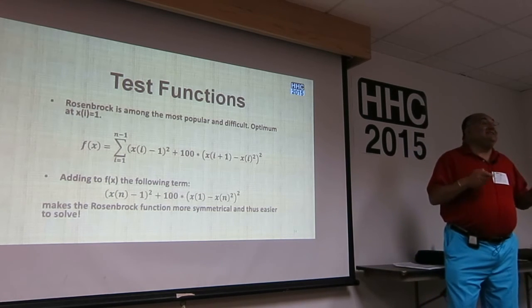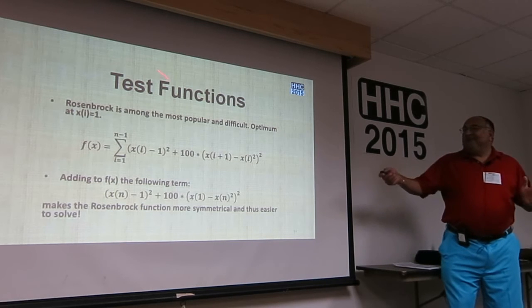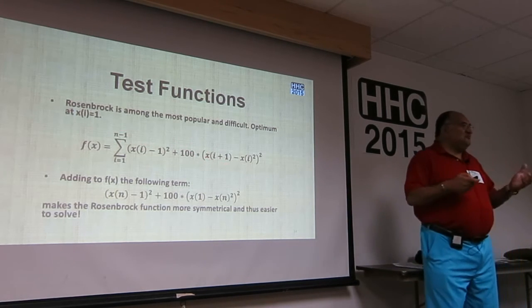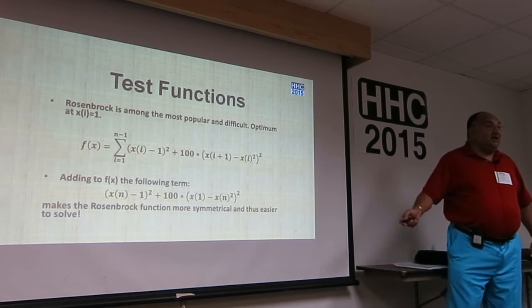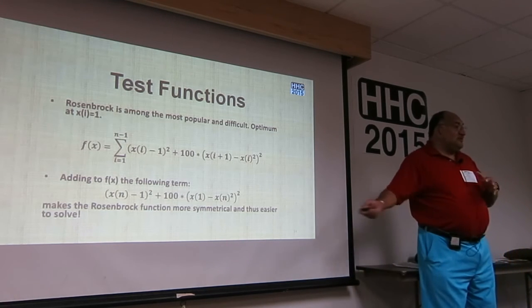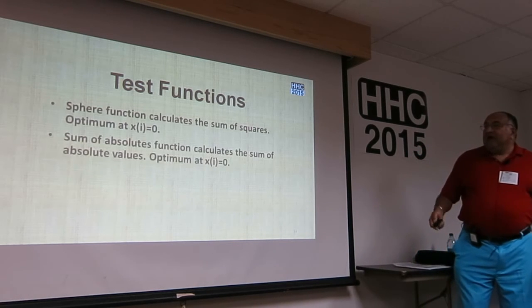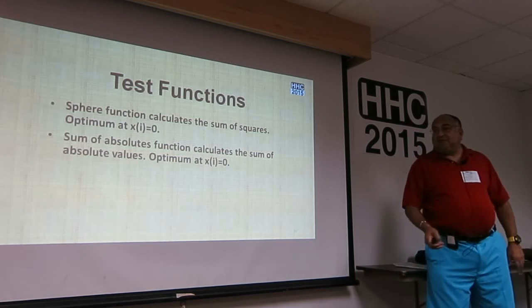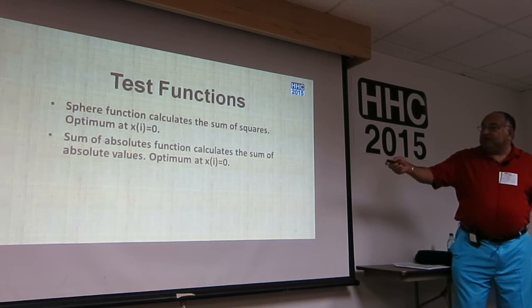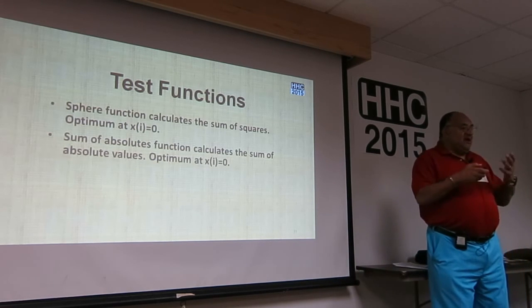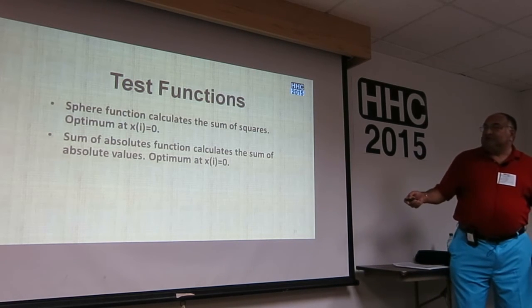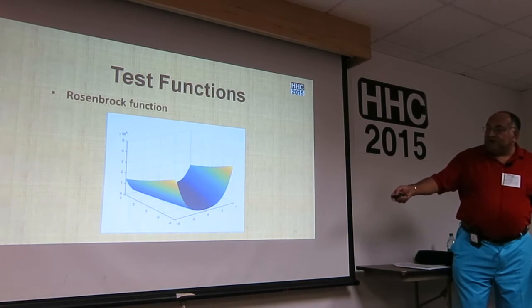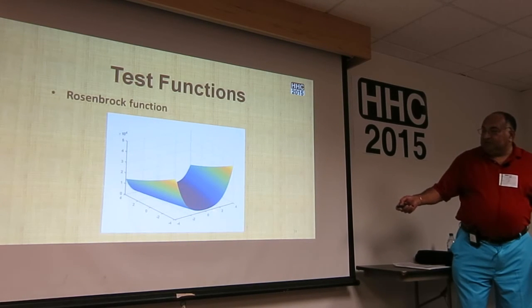It's more symmetrical, easier to solve, but then again, that kind of defeats the purpose because you're supposed to use a tough equation. But if you use the symmetrical function and you can't get a solution, then you're really in trouble, because that's much easier. Two other popular methods that I've seen: the sphere function, where you're just calculating the sum of squares and the optimum value is at zero. Even simpler versions calculate the absolute values and add them, and the optimum is at x of i all zero. This is the Rosenbrock function, the way it looks in 2D, and the optimum is here somewhere.